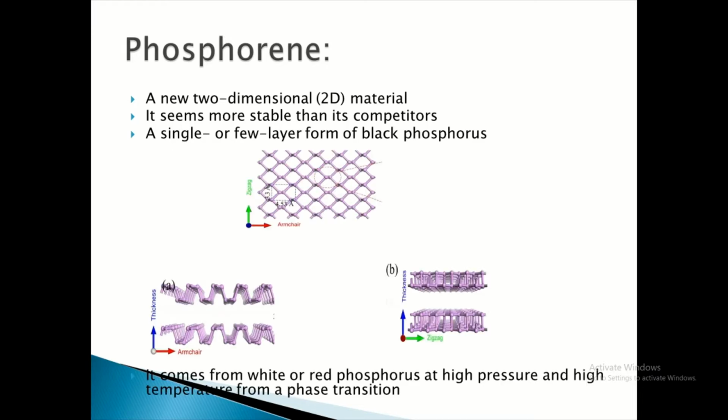Here you can see its structure. If you look at this, then you can see that it has two kinds of figure, and one is called armchair and another is zigzag. If you go in the armchair direction, you will see this kind of figure, and if you go in the zigzag direction, you will see this kind of figure. And phosphorene comes from white or red phosphorus at high pressure and high temperature from a phase transition process.